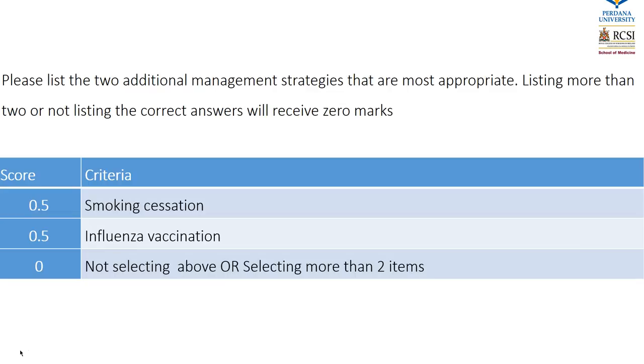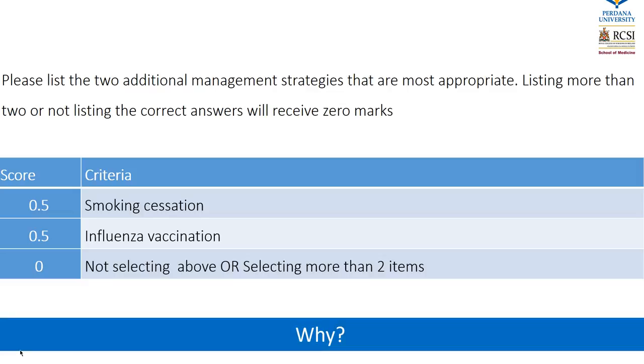The most important and the most appropriate additional management strategies would be smoking cessation and influenza vaccination. And the reason is that patients with COPD who continue to smoke have a progressive course and have increased levels of exacerbations, leading to increased levels of hospitalization for COPD and increased levels of pneumonia and death.